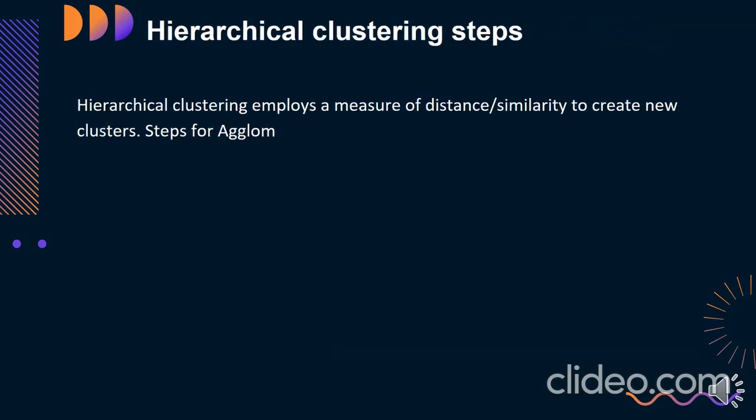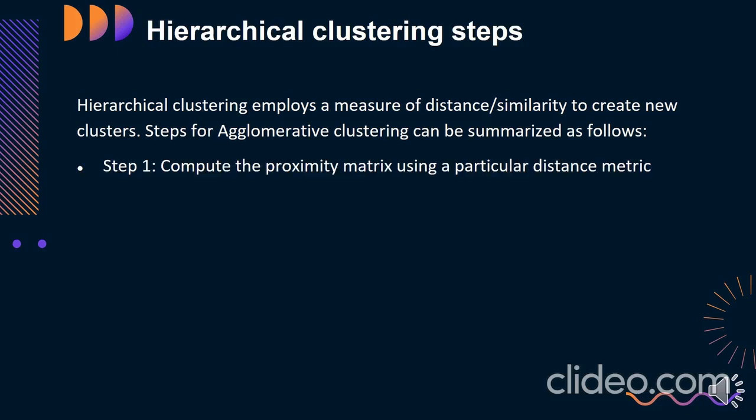Hierarchical clustering employs a measure of distance, a proxy for similarity, to create clusters. Between agglomerative and divisive clustering, agglomerative clustering is the preferred method. Steps for agglomerative clustering can be summarized as follows.